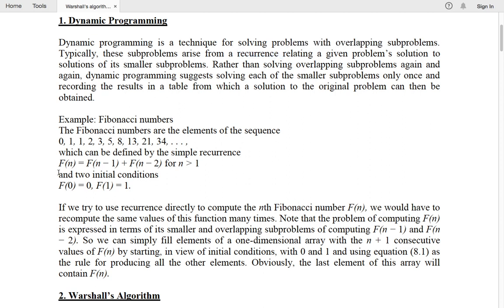So the recurrence formula for Fibonacci is f of n equal to f of n minus 1 plus f of n minus 2. Here, instead of solving these overlapping subproblems again and again, dynamic programming makes use of tables to store the results, and then uses those values in computing the solution to the problem. So that is what dynamic programming is all about. It's a technique for solving problems with overlapping subproblems, with the results of those subproblems stored in the form of a table.